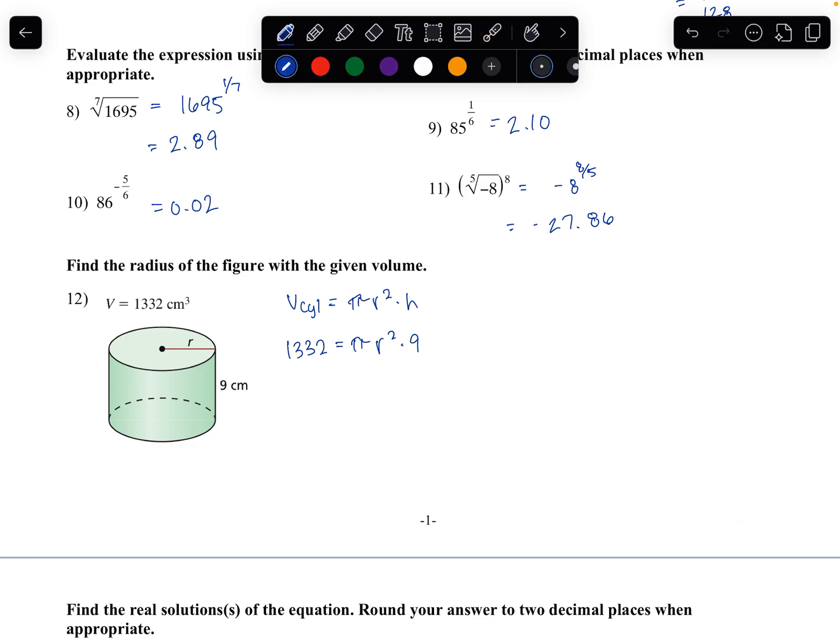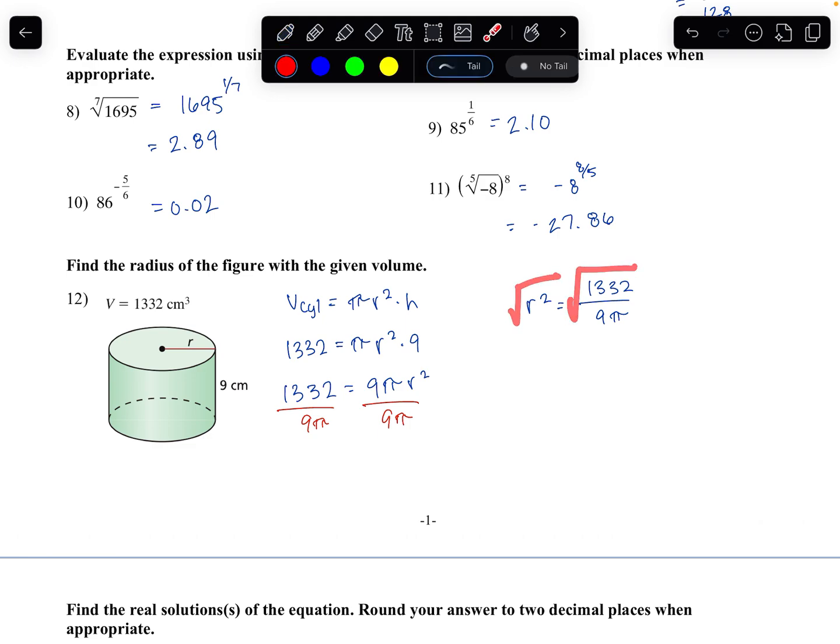So if I rearrange these terms, I got 1332. I'm going to write it as 9 pi r squared. I'm going to divide by 9 pi. Okay, so then I'm going to have r squared is equal to 1332 over 9 pi. And then I'm going to take the square root of both sides.